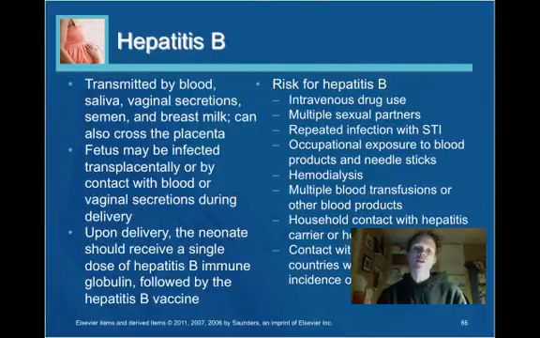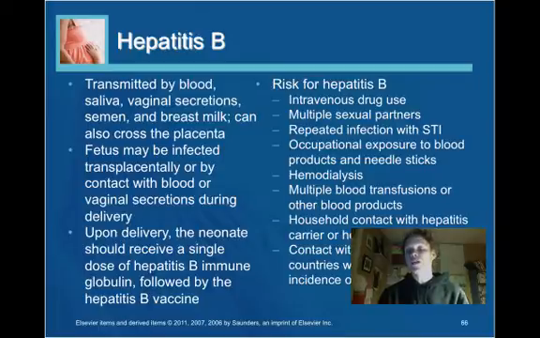Hepatitis B is transmitted by body secretions: blood, saliva, vaginal secretions, semen, breast milk, and it can cross the placenta. The fetus can be infected transplacentally, so through the placenta, or by contact with blood or vaginal secretions during delivery. Upon delivery, the neonate should receive a single dose of the hepatitis B immune globulin. Remember, the immune globulin will provide immediate immunity for a short period of time, and then that should be followed by the hepatitis B vaccine.